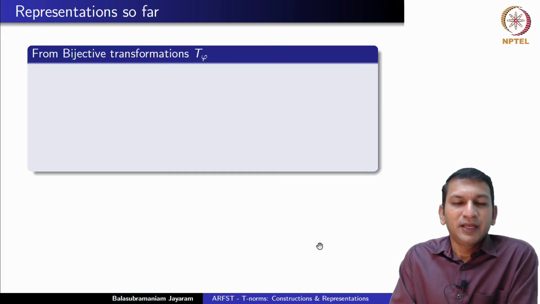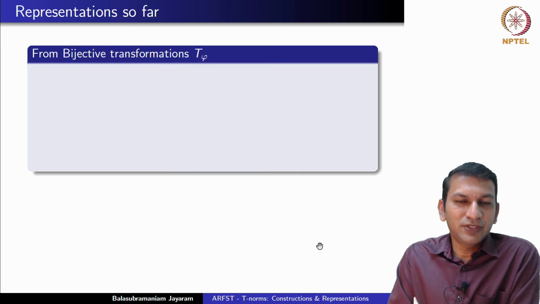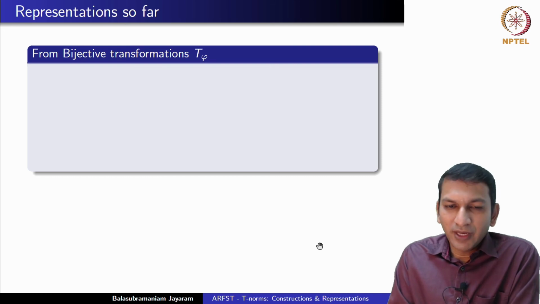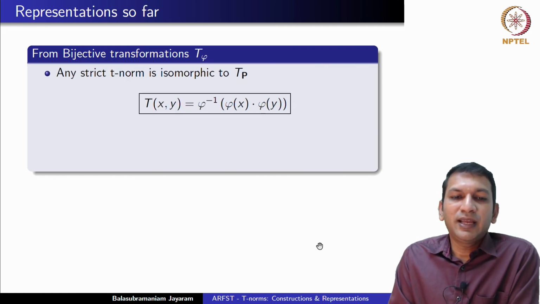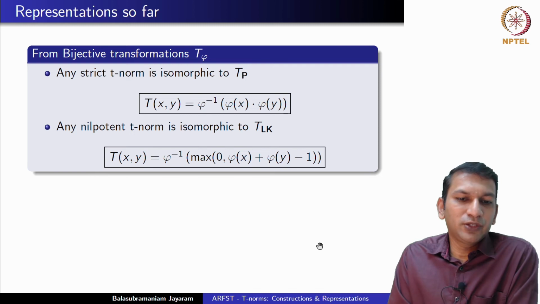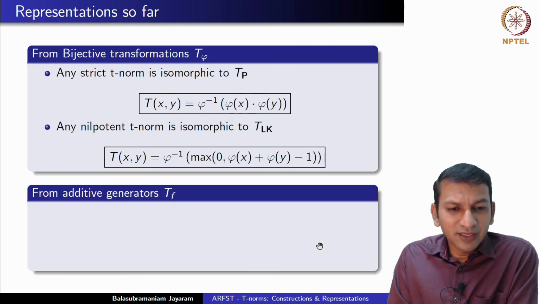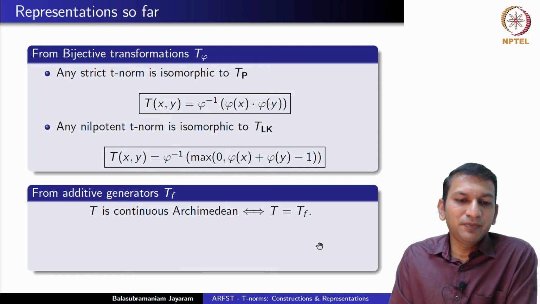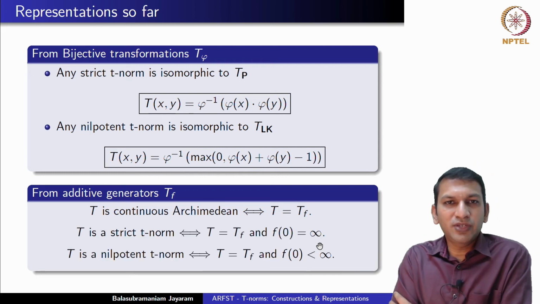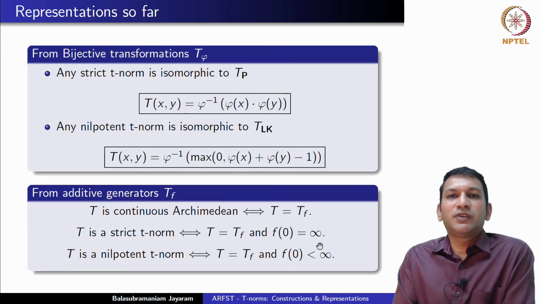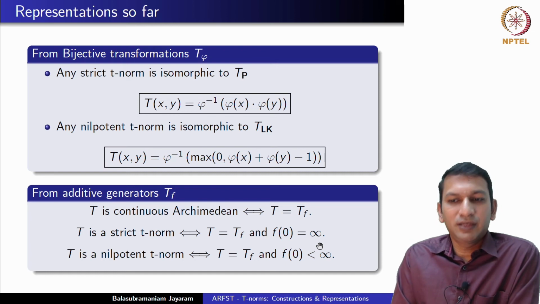Well, let's look at the two constructions that we have seen so far and the representations that they have given us. From bijective transformations, what have we got? That any strict T-norm can be looked at as isomorphic or phi conjugate of product, and similarly nilpotent T-norm is isomorphic to the Lukasiewicz T-norm. From additive generators, what we got was that any continuous Archimedean T-norm can be thought of as being generated by an f, and in the same way, if it is strict or nilpotent, it is still generated by a function f. It all depends on whether f(0) is infinity or finite.